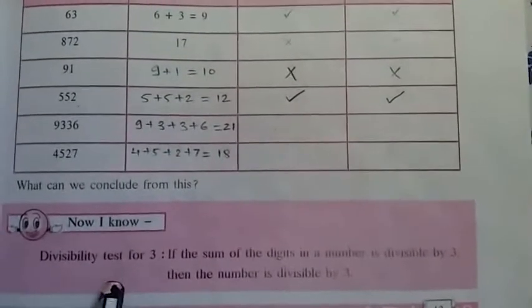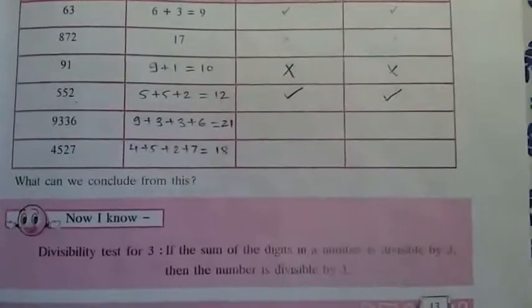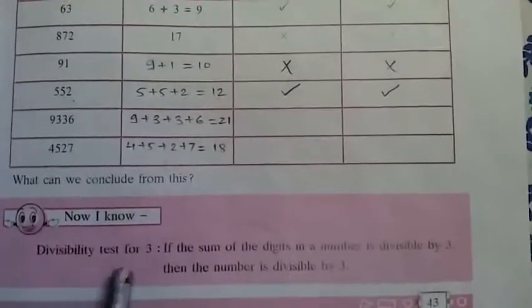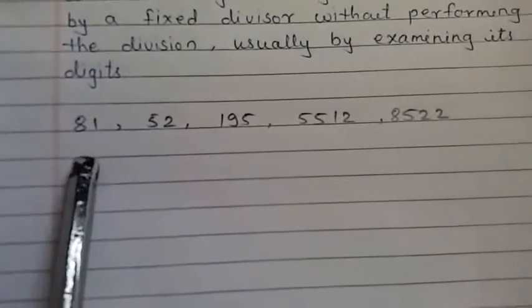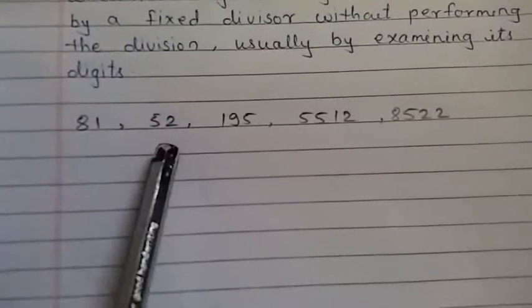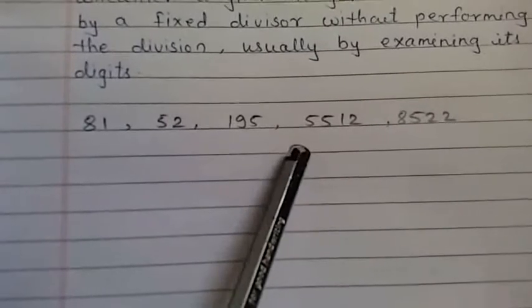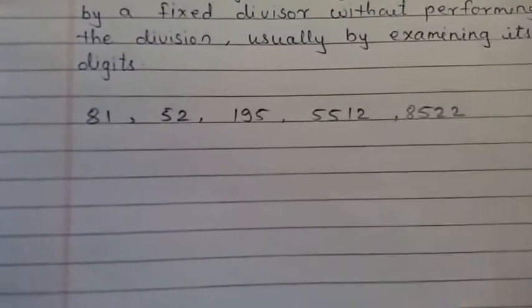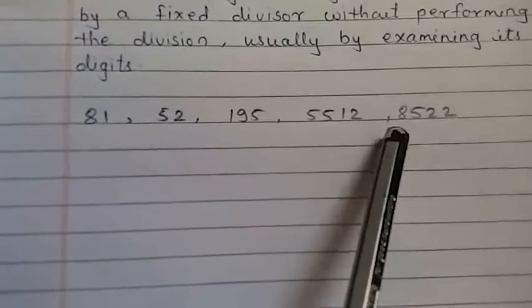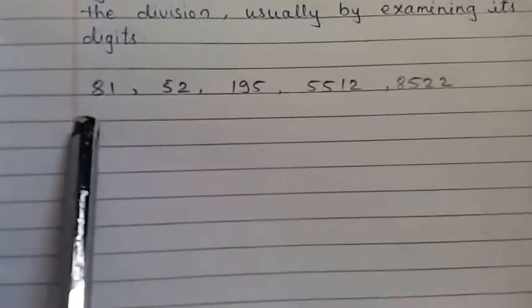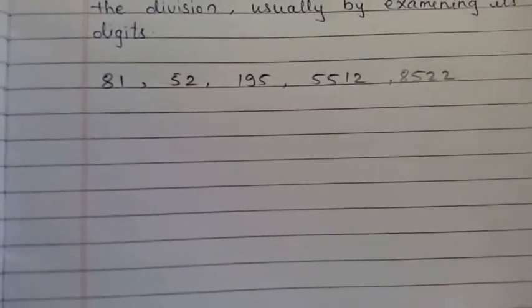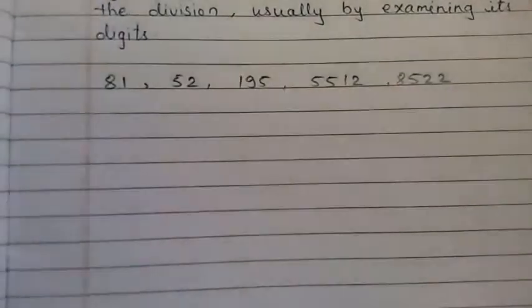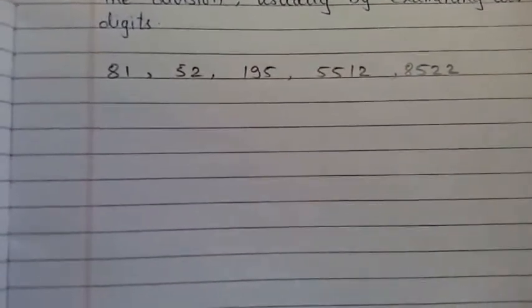This is the divisibility test for 3. You can learn this divisibility test. Now here I have given you 5 numbers: 81, 52, 195, 512 and 8,522. You can tell me whether each number is divisible by 3 or not. For this you can use the divisibility test of 3.